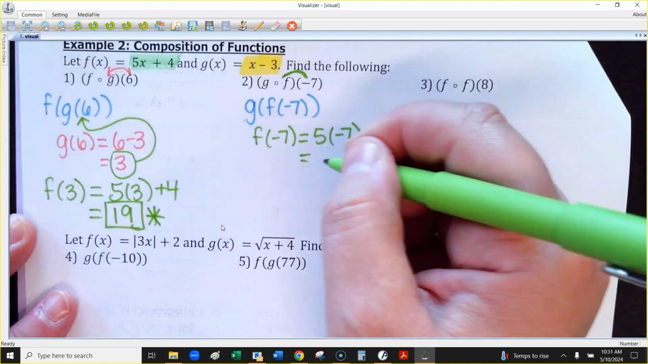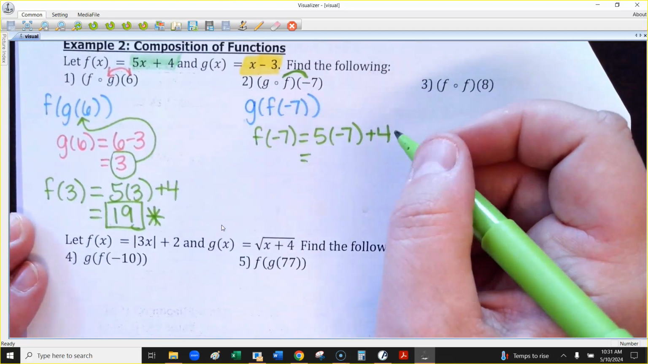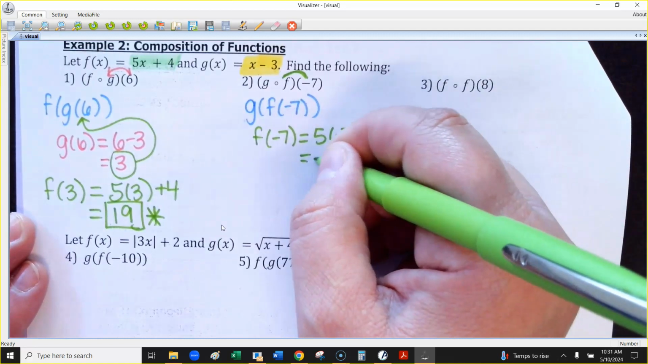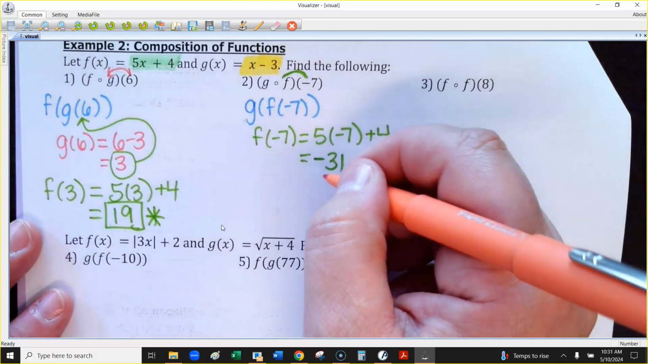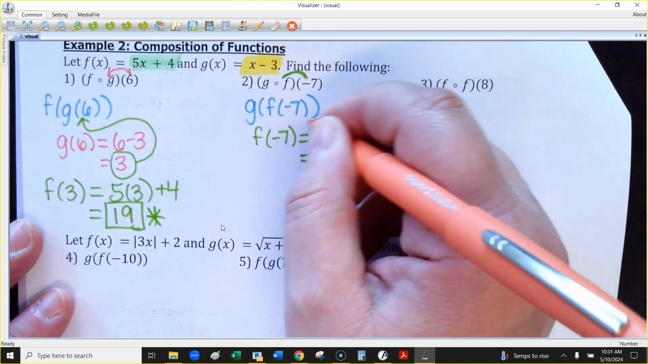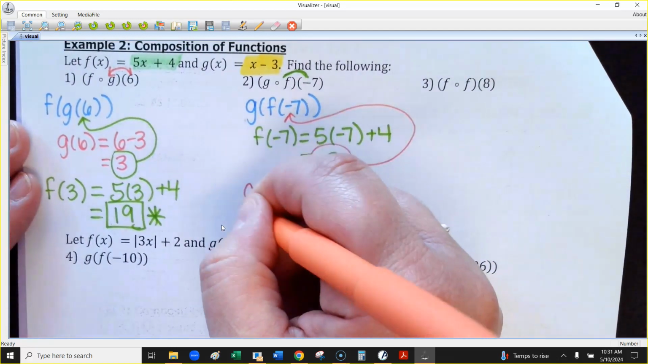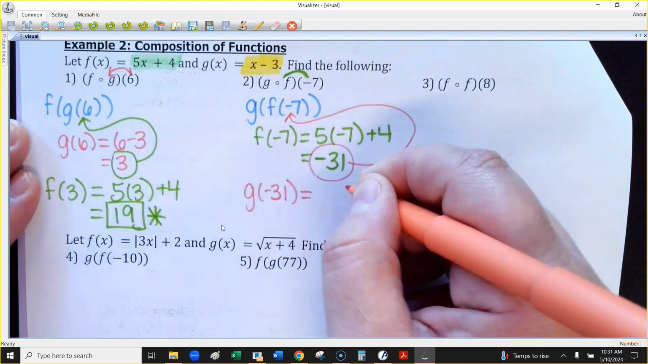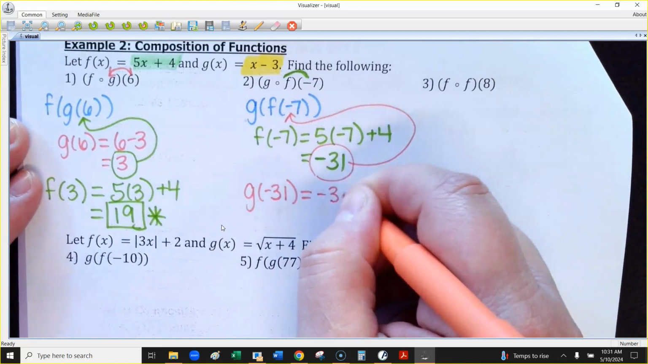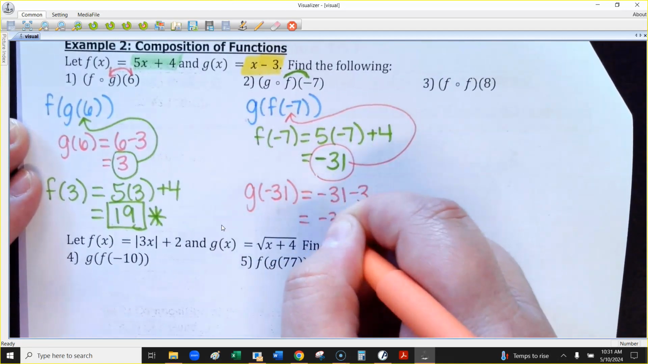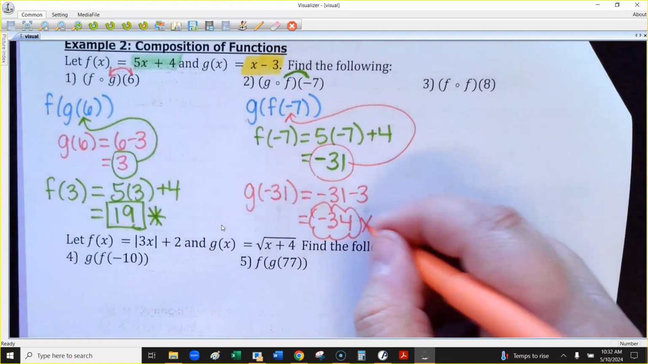Okay, let me think about this. 5 times negative 7 would be negative 35, plus 4 would be negative 31. Then all you're going to do, this gets plugged in place of that f of negative 7. It's equal to negative 31. So then we do g of negative 31. Now the g function up here is just x minus 3. So it'd be negative 31 minus 3. So negative 34 would be my answer to the question. It's like two problems in one.